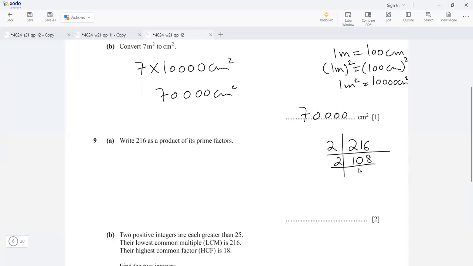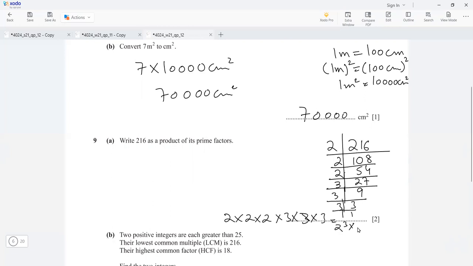Again, it's divided by 2: 2 5 times is 10 and 2 4 times is 8. Again, it is 2 and 2 times 27. So 27 is an odd number. We can check the next prime number, that is 3. So 27 can be divided by 3. So 3 9 times, again 3 3 times, and 3 1 times. So we can write down 2 times 2 times 2 times 3 times 3 times 3, or we can say 2 cubed multiplied by 3 cubed, both are fine.